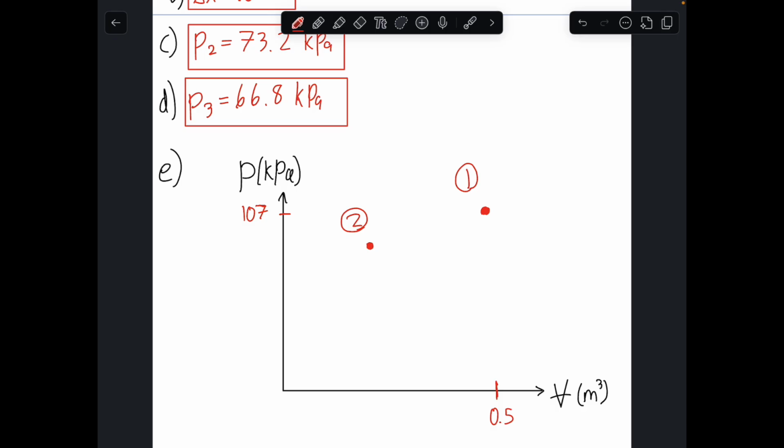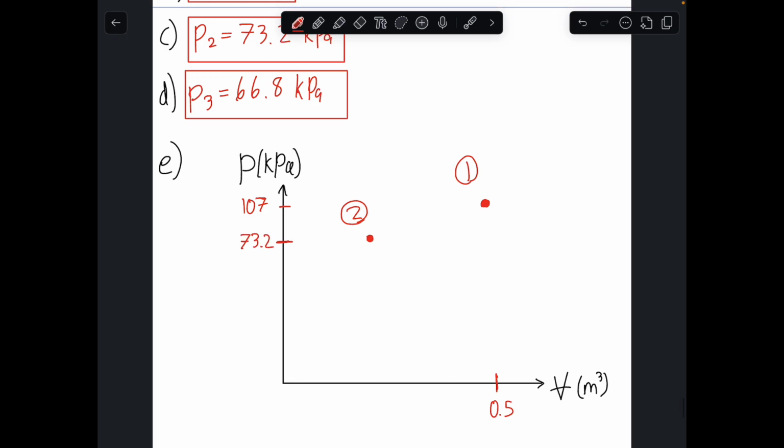Just try your best and show the trends accurately. But we'll end up at a pressure of 73.2 kilopascals and then a total volume of 0.2 meters cubed.